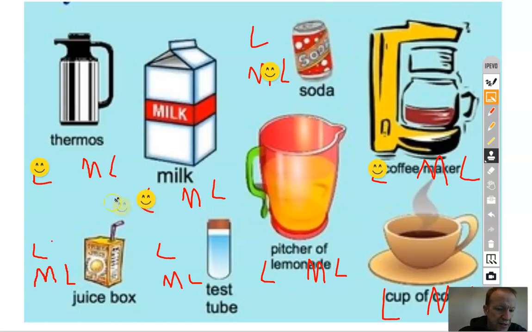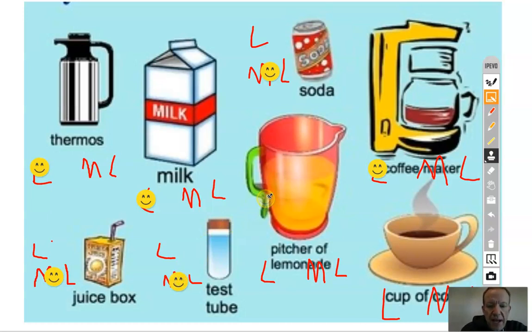We're going to come over here to the juice box. It's kind of like a Capri Sun that we would get in class at parties. So would that be liters or milliliters? Very good if you chose milliliters. And this is a test tube. This is kind of like a measurement that a scientist may use to measure liquid. Would that be measured in liters or milliliters? Very good if you said milliliters.